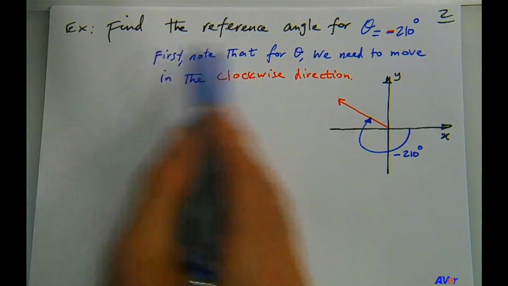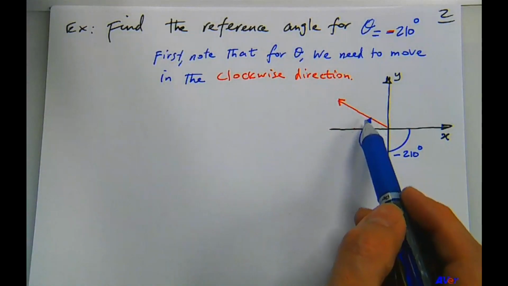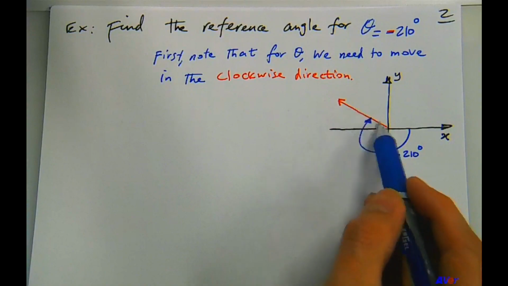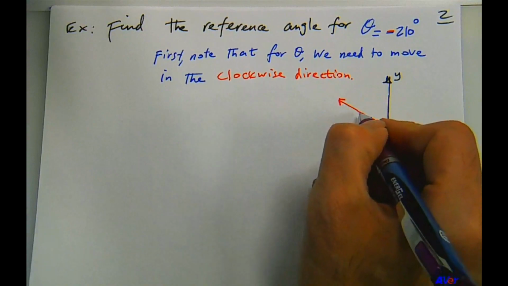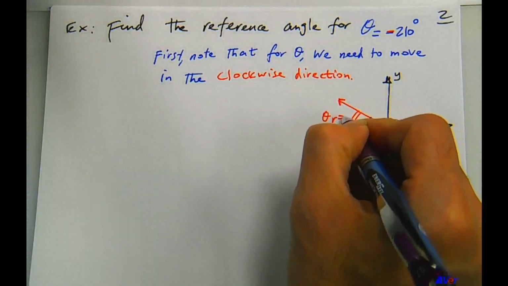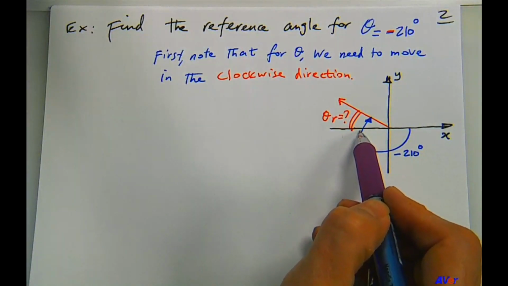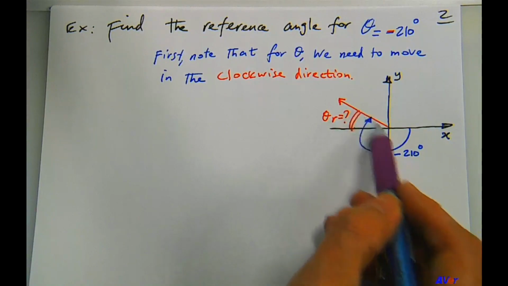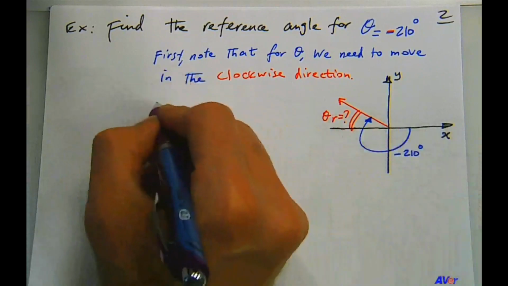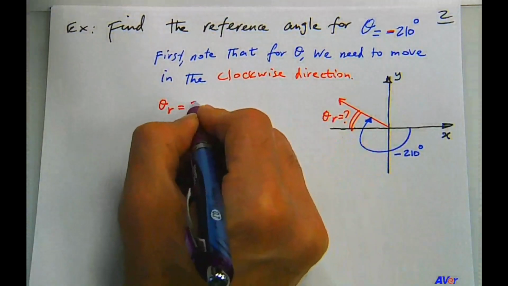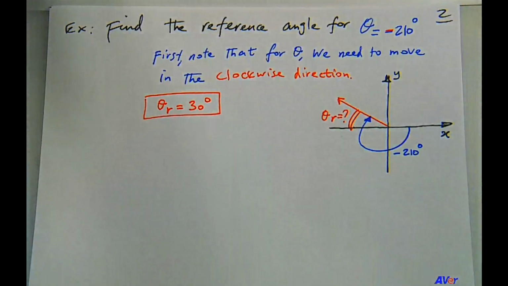Okay, so they want us to find the reference angle. Well, the reference angle is the angle between the terminal side, which is this red line, and the x-axis, right? So theta r is that which they're asking about. Well, if we know from here to here is 180 degrees, then to get to minus 210, we have to go an additional 30 degrees, right? And that'll be positive. So theta r is equal to 30 degrees. Okay.